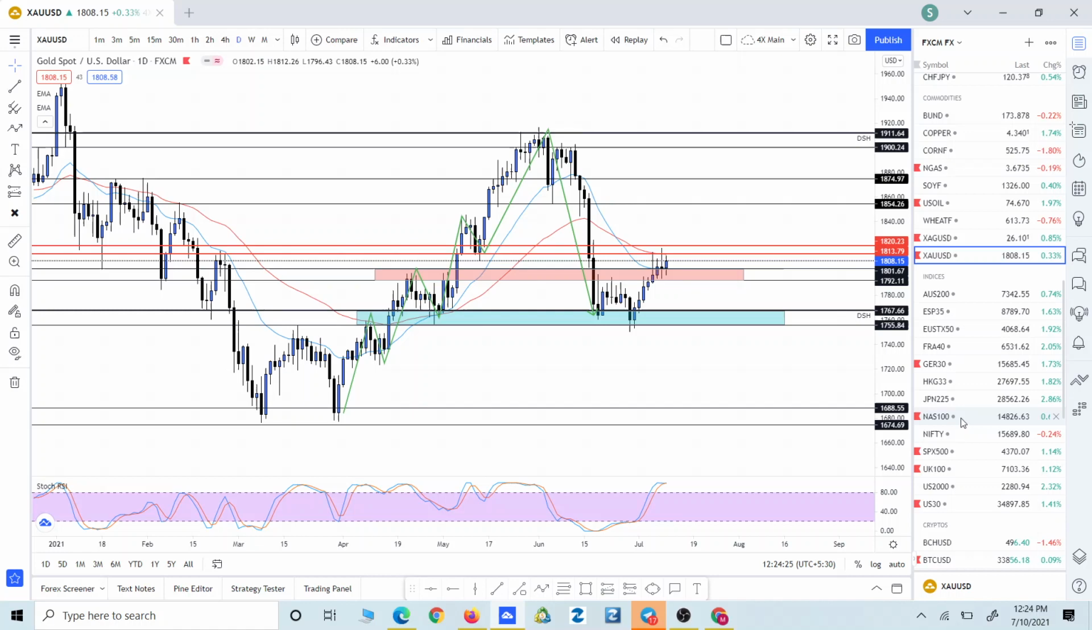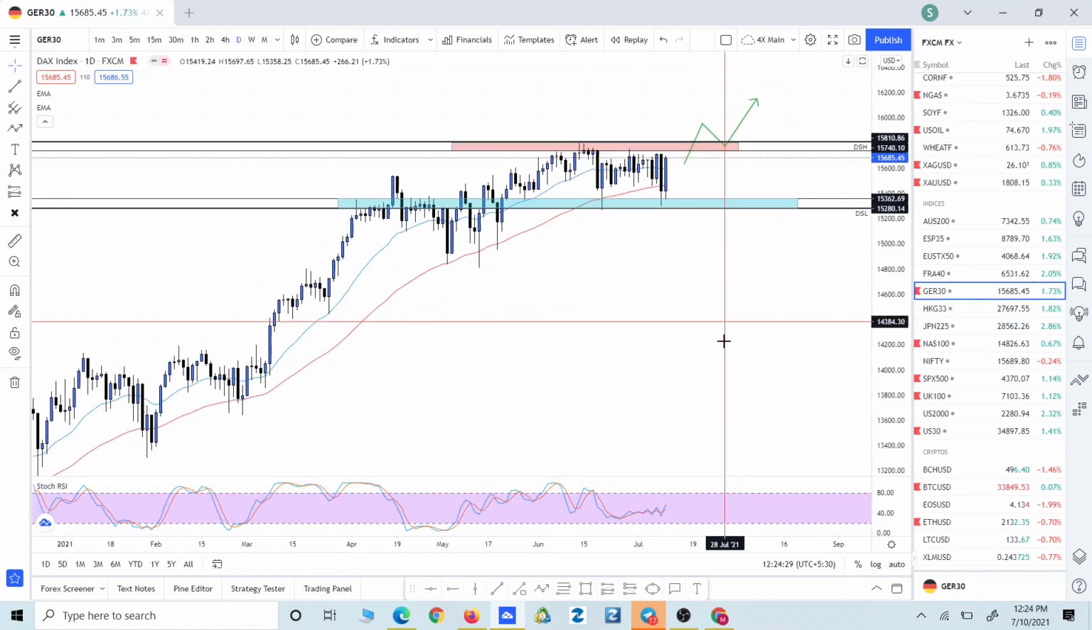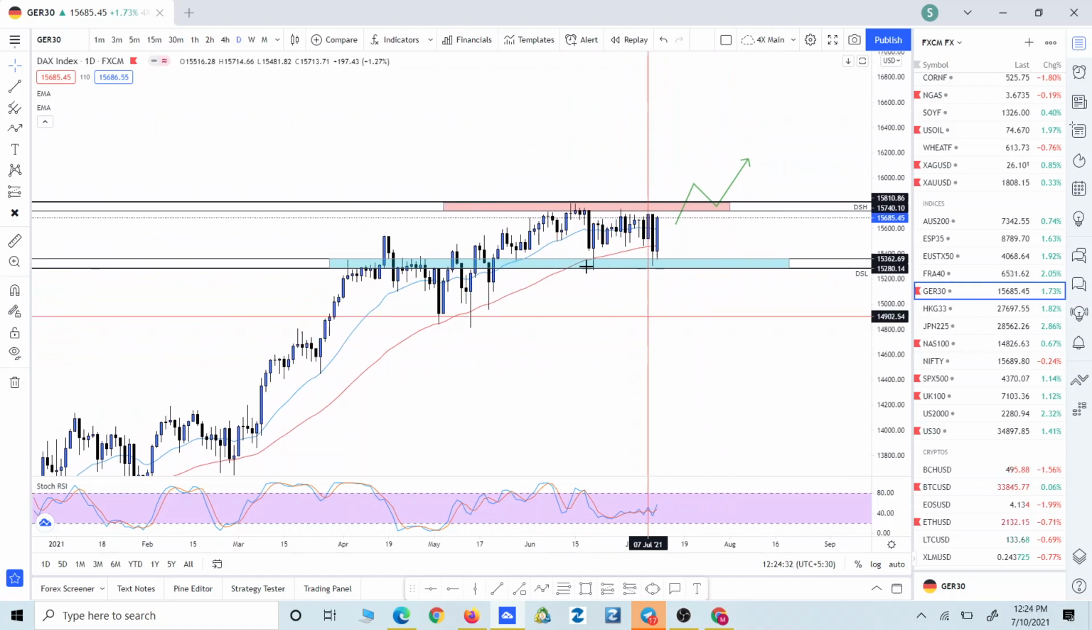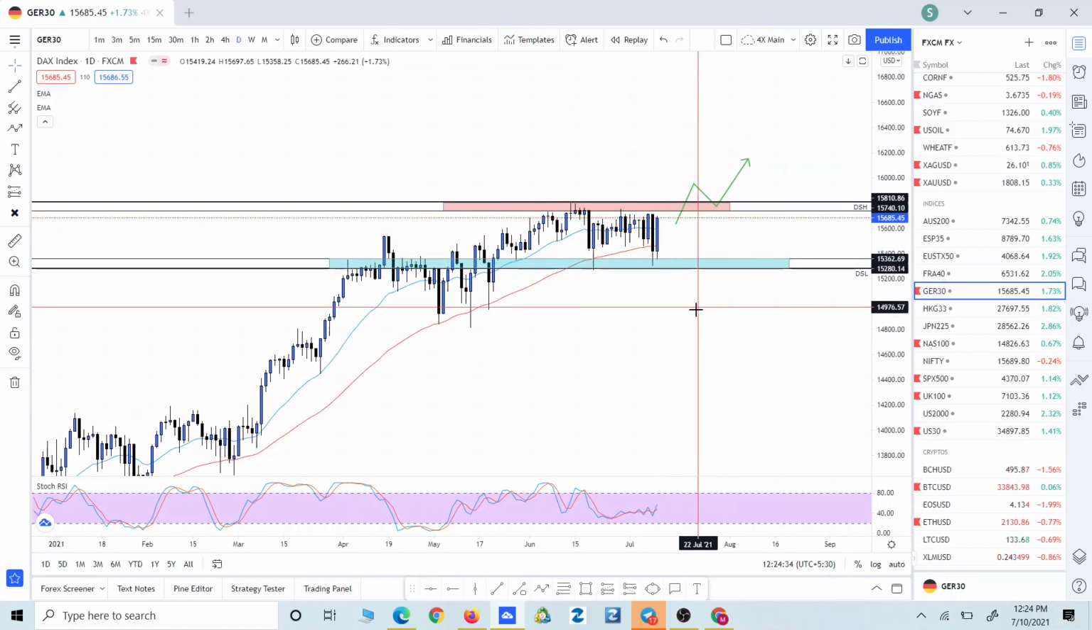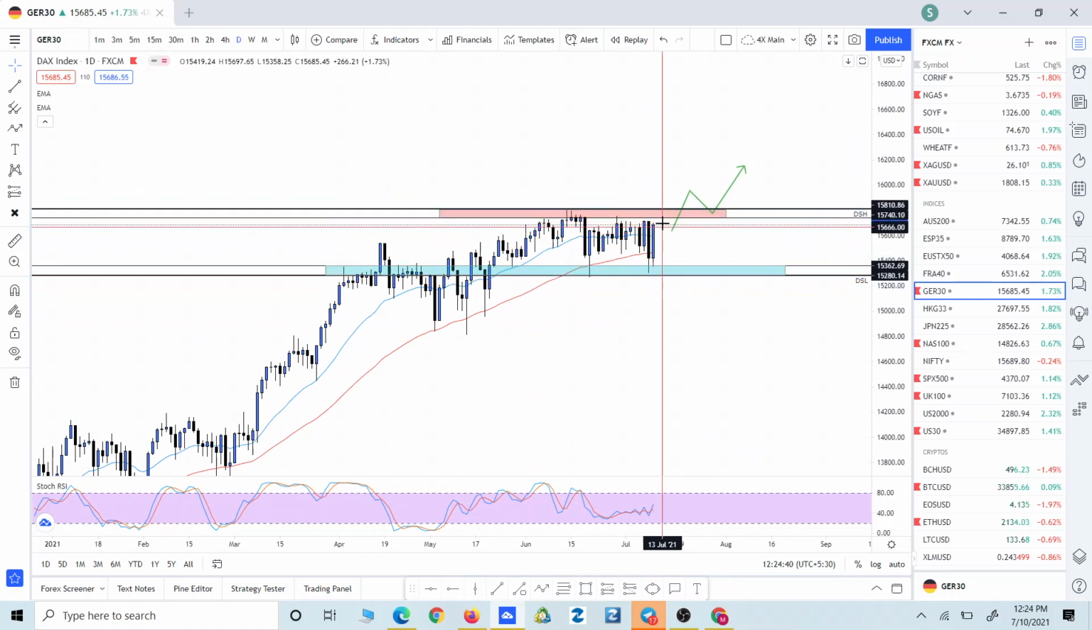Now let's move to indices. On the indices, first of all, we are going to talk about the German 30. German 30, as you can see, we are in the range. I have already marked my resistance and the support zone, so no trade at the moment. I'll be waiting for the price to break out of this zone in either direction to go long or short.